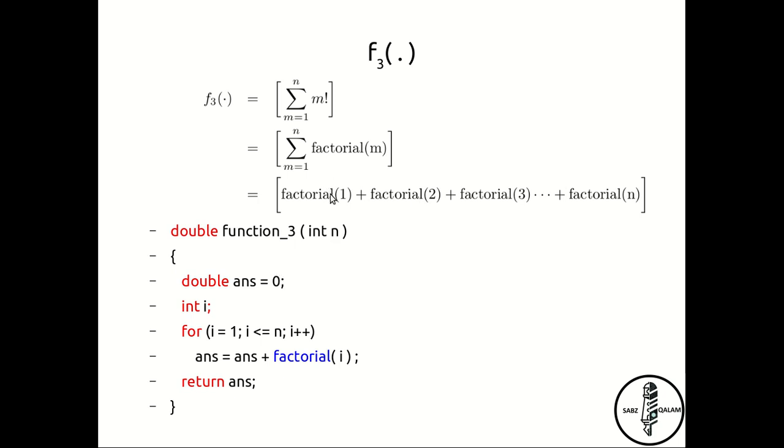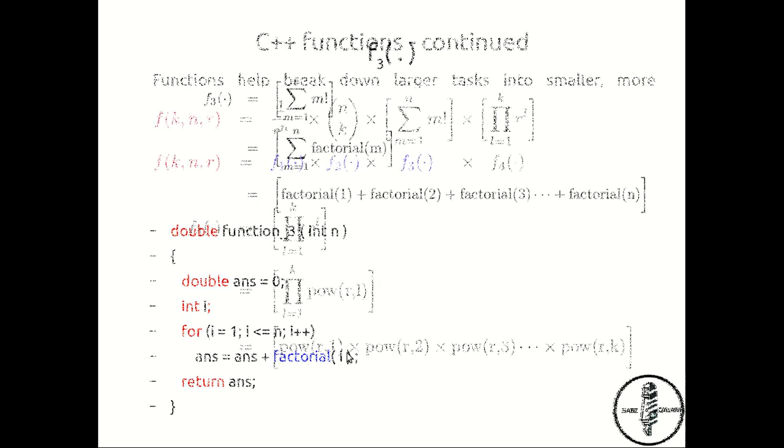So here we can say i starts from 1. We're going to use a for loop where i starts from 1 and it continues till it reaches n, and that's what we see here. i starts from 1 and every loop is incremented by 1 up until it reaches n, and the answer is really answer plus factorial i. So it's really a very simple function.